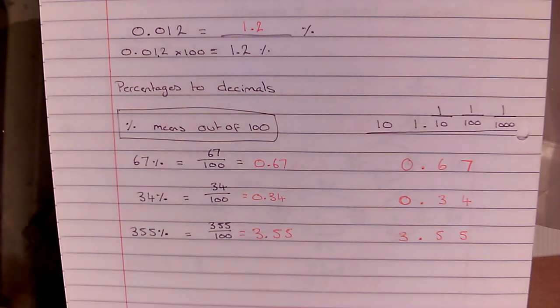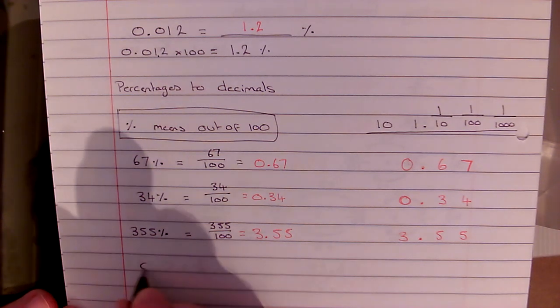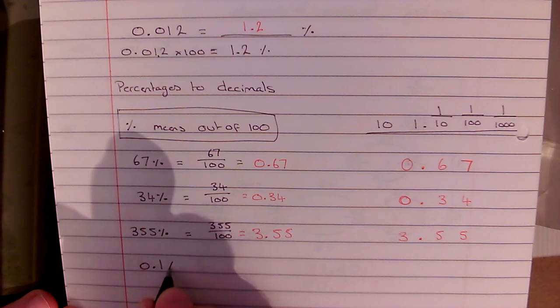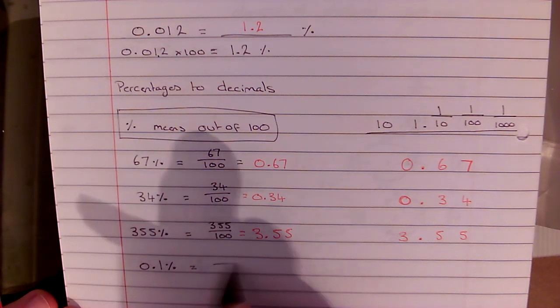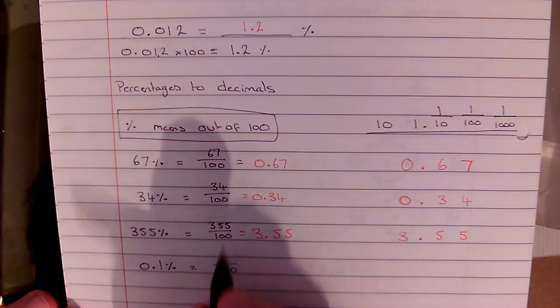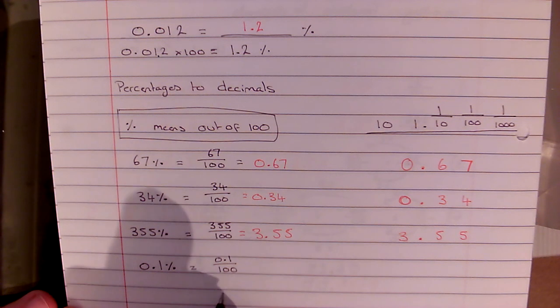Okay, we're going to do one more example. This time we have a point of a percentage. So we're going to do 0.1%. Again, the first step is it's out of 100, and I'm going to put 0.1 at the top. Now, immediately, we don't like this because there's a decimal point in our fraction.